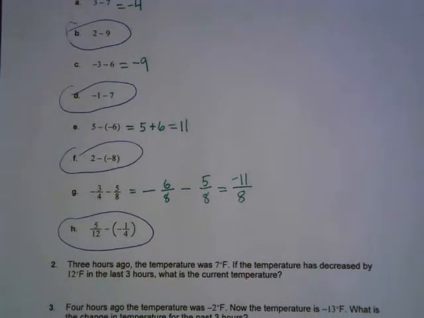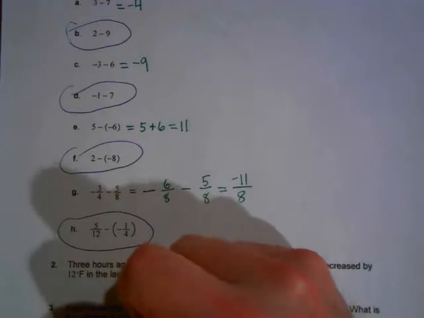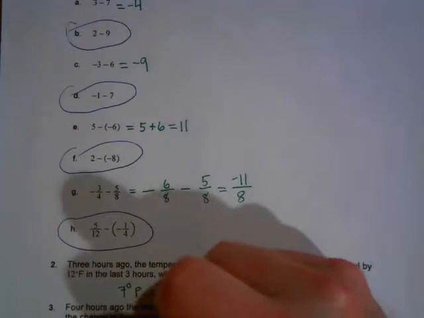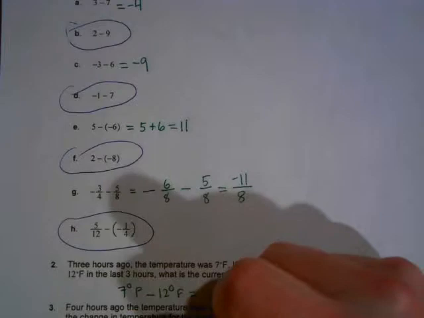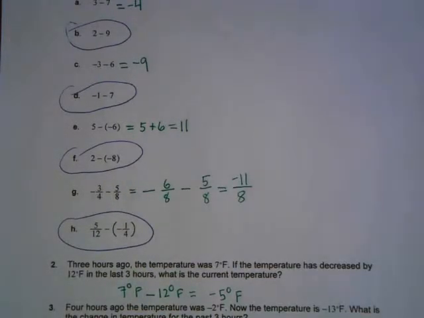Let's see. 3 hours ago, the temperature was 7 degrees Fahrenheit. The temperature has decreased by 12 degrees Fahrenheit in the last 3 hours. What is the current temperature? Well, the temperature started at 7 degrees Fahrenheit, and it decreased, so that means subtract 12 degrees Fahrenheit. 7 minus 12 is negative 5. So the temperature would be minus 5 degrees Fahrenheit. Question 3. That's another one for you to do at home.